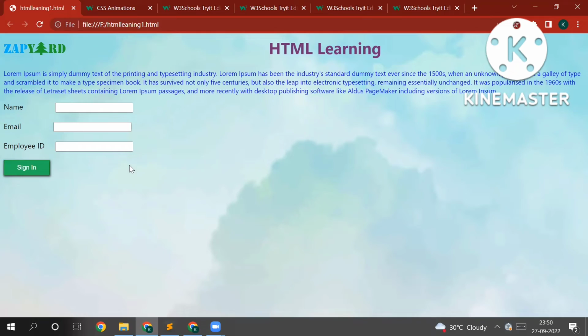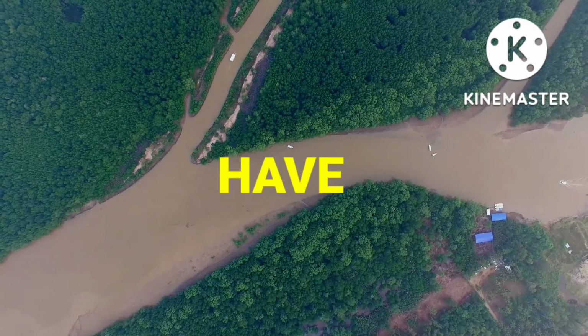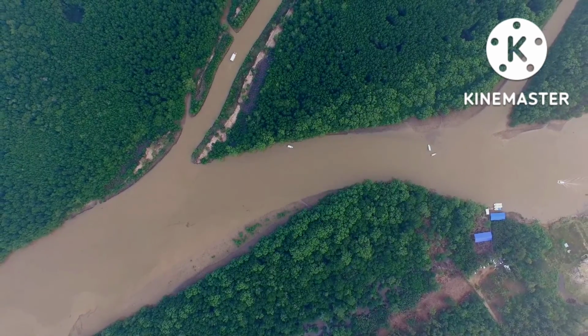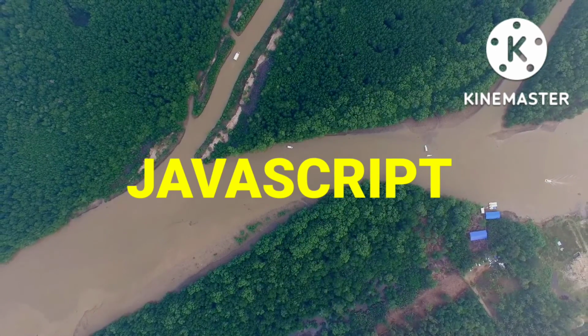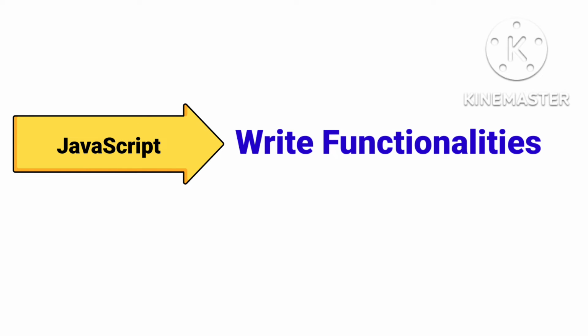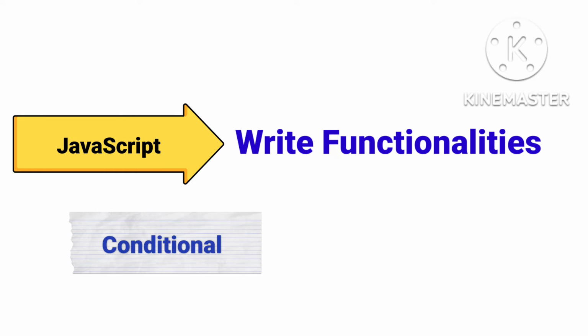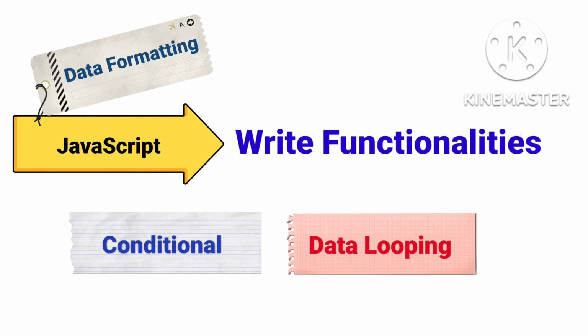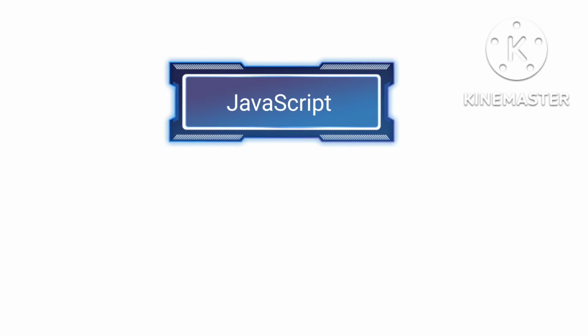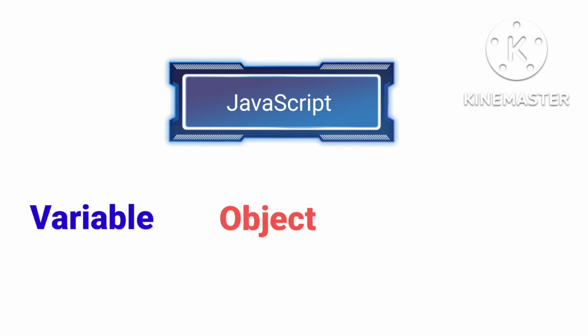I hope it is understandable to all of you. So, you have learned how to design an HTML app with CSS. Now, let's understand JavaScript. JavaScript is mainly used to write functionalities. It may be anything like conditionals, data looping, data formatting, or any sort of business logic. Let's understand how to write JavaScript and where to write it. To know JavaScript, you must learn what is a variable, what is an object, and what is an array. So let's understand that first.